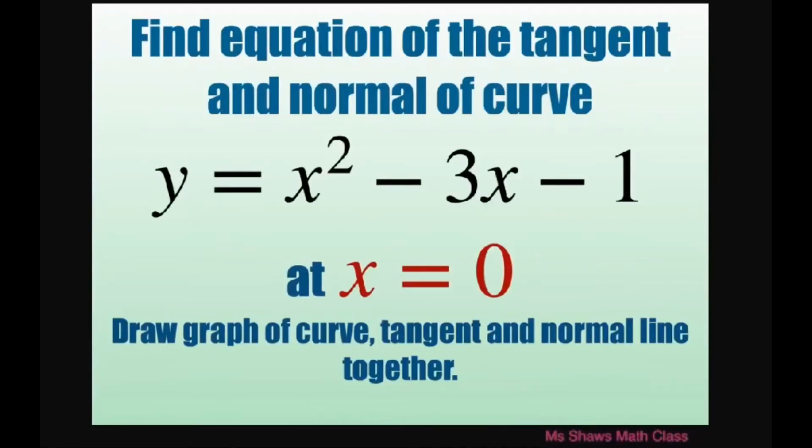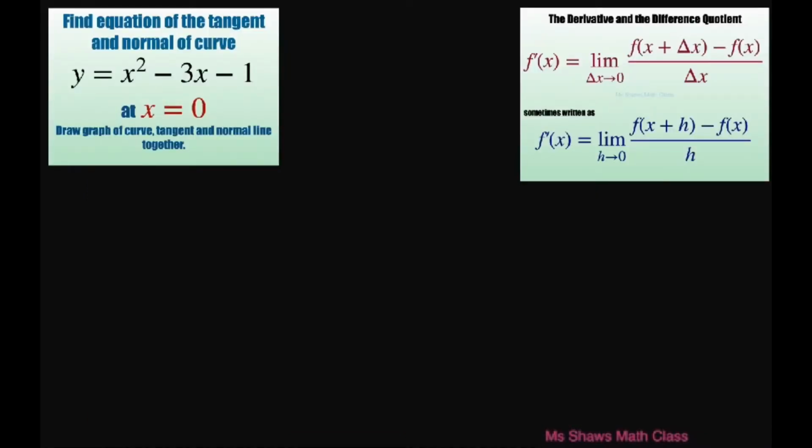One. We're going to find the equation of the tangent and normal to the curve y equals x squared minus 3x minus 1 at x equals 0. Then we're going to draw our curve, tangent, and normal line all together. So what we're going to use is the definition of the derivative, which is the same as the slope. So we're going to use this format.